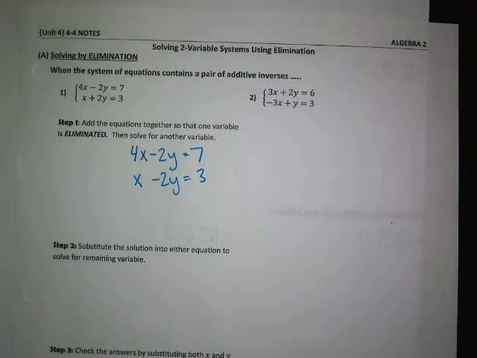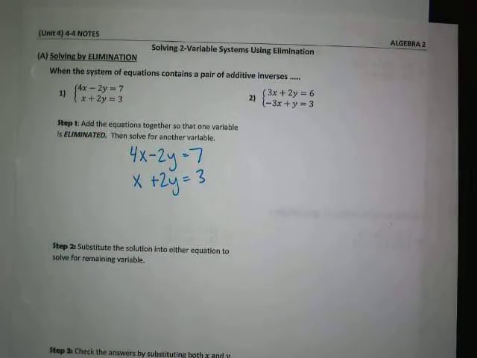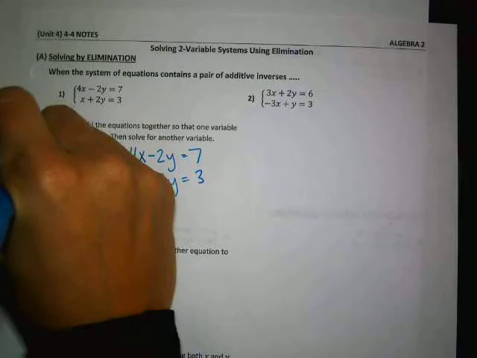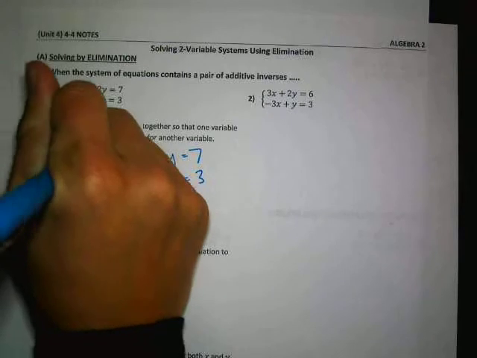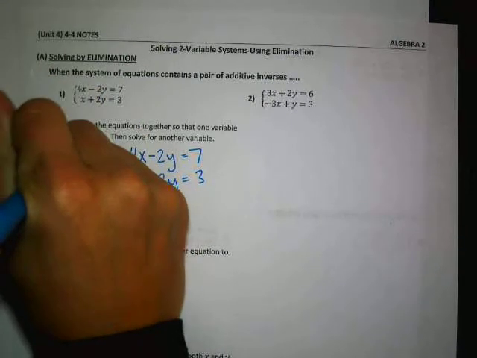All right. So in my first example here, everything is lined up. Oh, I wrote it wrong. Plus 2y. And what variable do you notice that is going to eliminate? The y's. Because you have the same number but different signs.